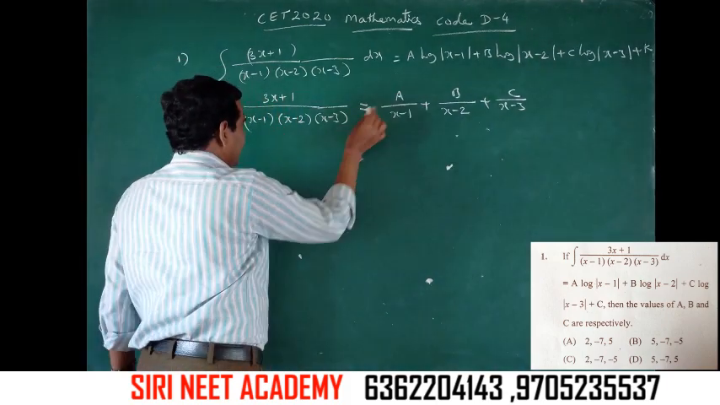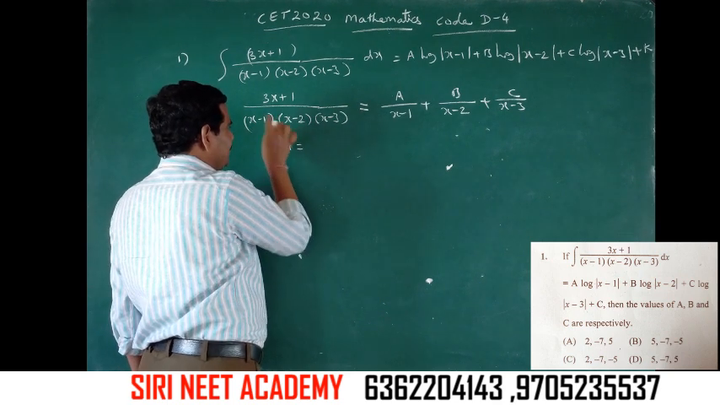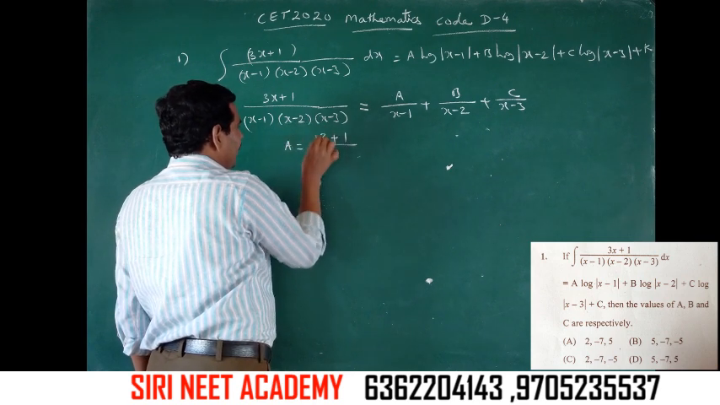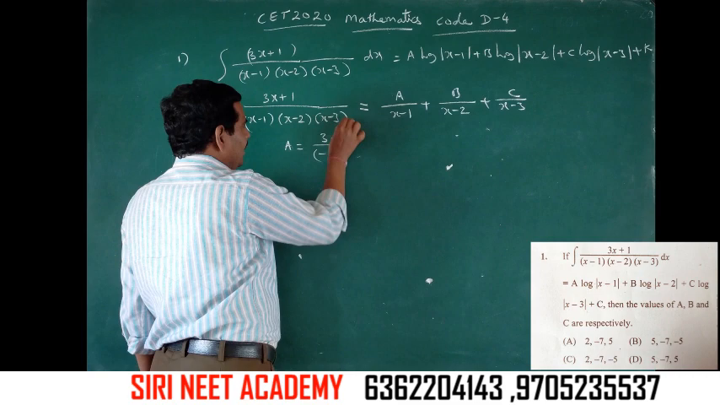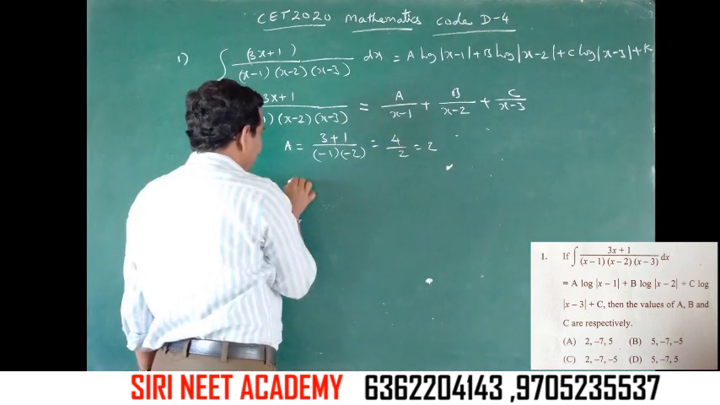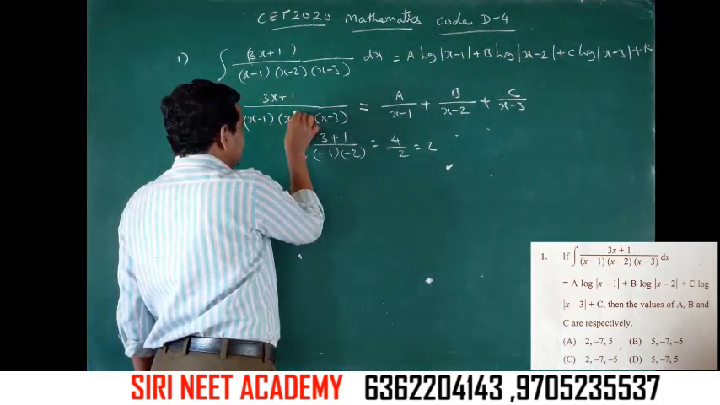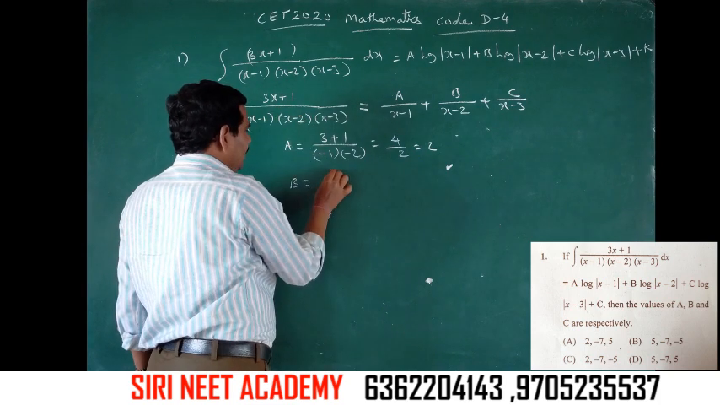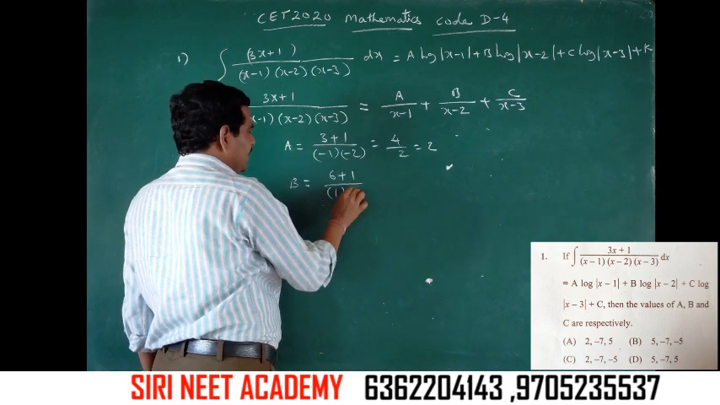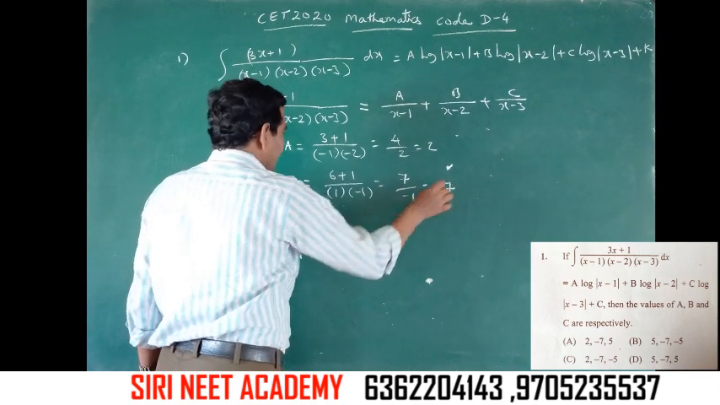To get the value of a, substitute x = 1 except at x - 1: 3 into 1, 3, plus 1, divided by (1 - 2)(1 - 3), that is (-1)(-2), which is equal to 4 by 2, that is 2. To get the value of b, substitute x = 2 except at x - 2: 3 into 2, 6, plus 1, 7, divided by (2 - 1) which is 1, into (2 - 3) which is -1. So 7 by -1, that is -7.